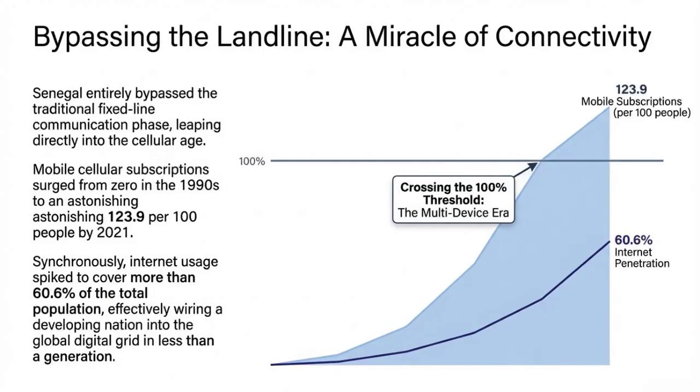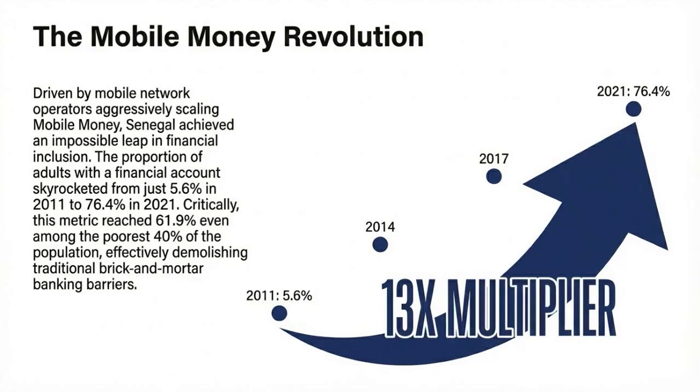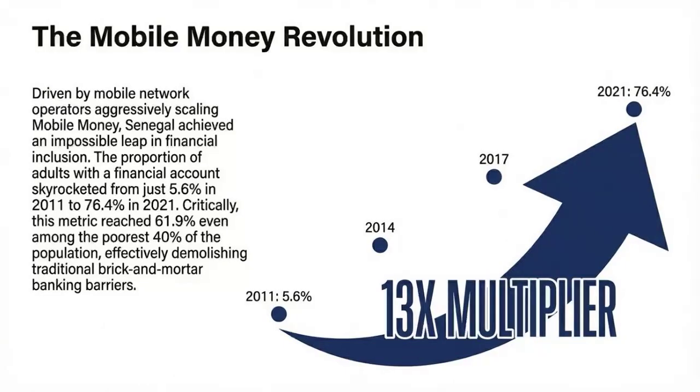Exactly. And the direct descendant of that telecommunications leapfrog is the mobile money revolution. Which is detailed on slide 5, and the outline designs this as a scatter and step chart. To show the explosion of financial inclusion. Yeah.